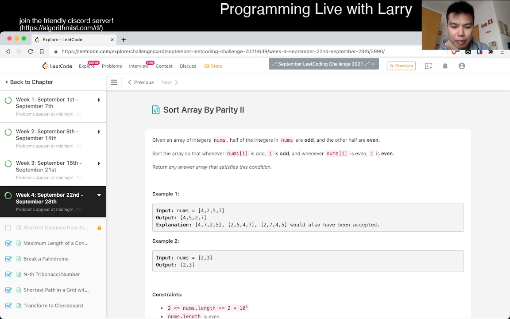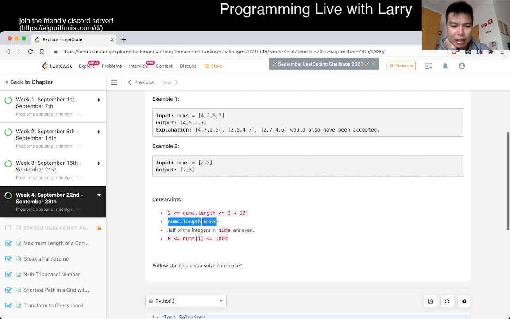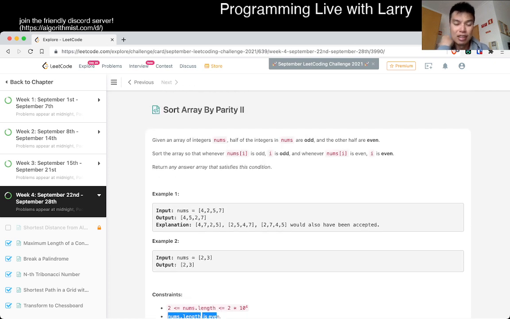What does that mean again? When nums[i] is odd, okay, so half of the numbers, is it even? Okay, so n is even. When nums[i] is odd, i is odd, whenever nums[i] is even, i is even. Okay. So basically, you want to put the even numbers in the even indices and all the odd numbers in the odd indices. Okay. Very weird way of putting it.